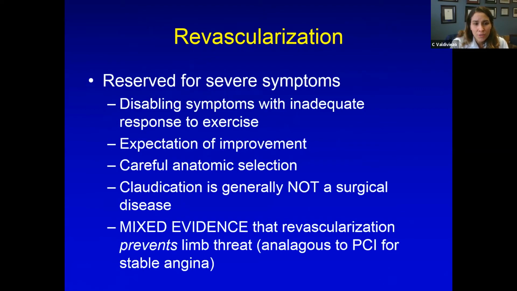Revascularization is really reserved for those with severe lifestyle limiting symptoms. Often those are patients who have disabling symptoms with inadequate response to exercise, and where we expect that intervention will result in improvement. They have to be carefully selected based on the anatomic characteristics. Claudication is generally not a surgical disease and should be treated medically. And there's mixed evidence that revascularization prevents limb threat, analogous to PCI for stable angina.